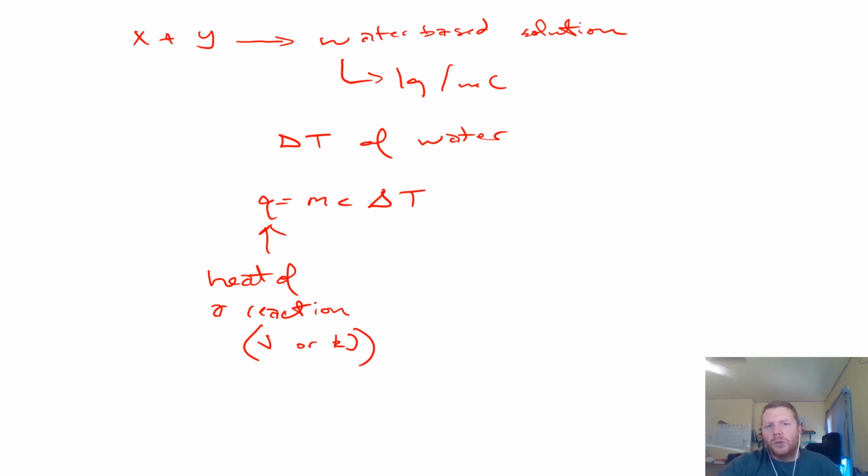Now, this equation right here, the way that you can unpack it is M stands for mass. The mass of a substance that is experiencing some heat and changing. C is something known as the heat capacity.